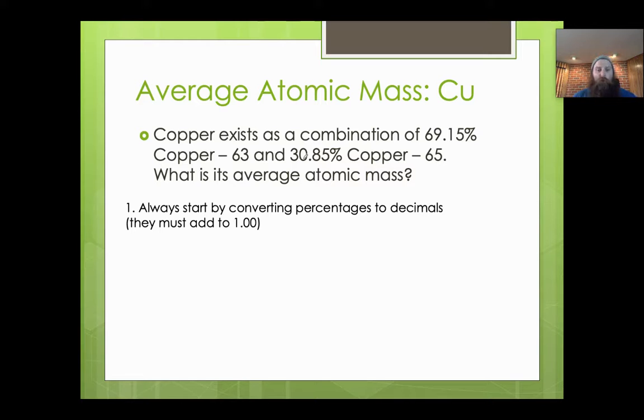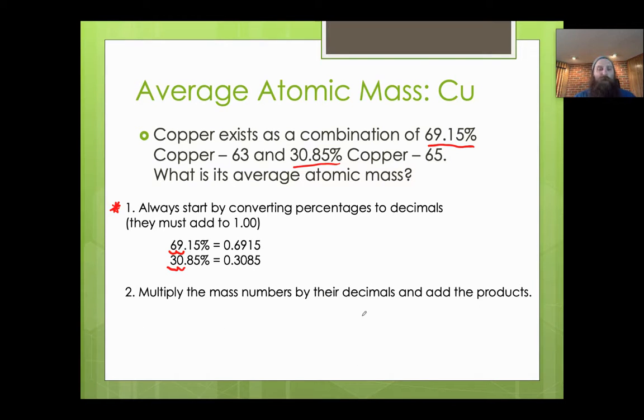So the first thing we want to do is look at these percentages right here. We want to convert those percentages to decimals. They're going to add up to the number 1. Hopefully you know that in order to convert a percent to a decimal, you move the decimal 2 places to the left. In other words, you divide by 100. So 69.15, move it 2 places to the left, we get 0.6915. We do the same thing with 30.85, and these are our percent abundances converted to decimals.